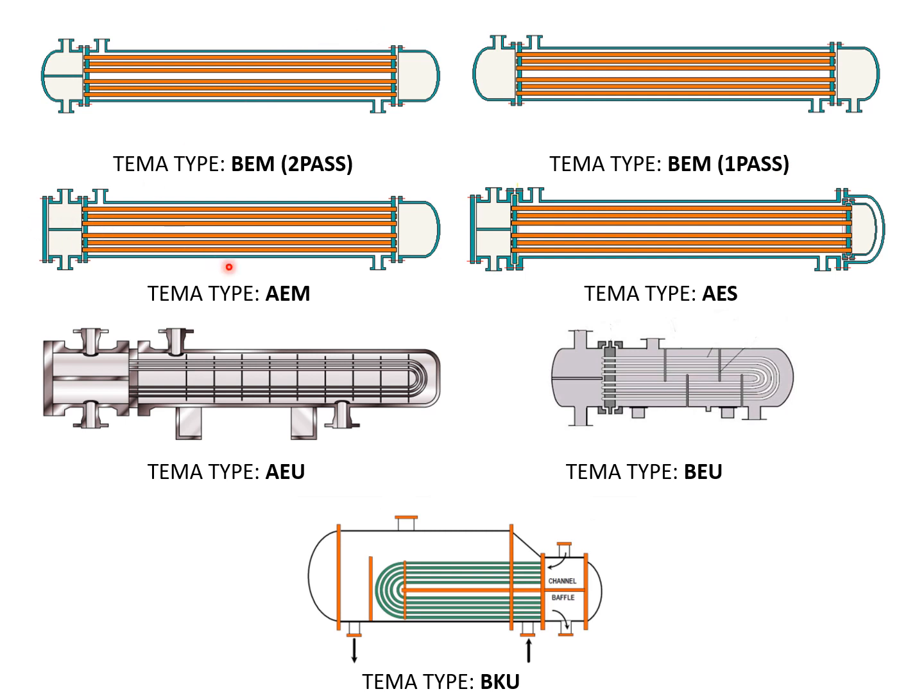So next is AEM. This is the configuration which I showed earlier in the first, that is A, because this is a removable channel type. So this bonnet is called A. Then we have the shell same as this, and then we have another bonnet. This is M. So AEM. Similarly we have AES.